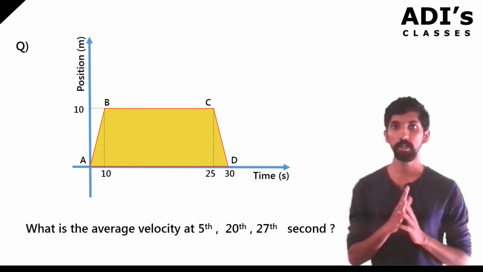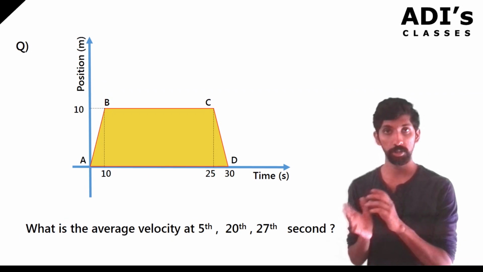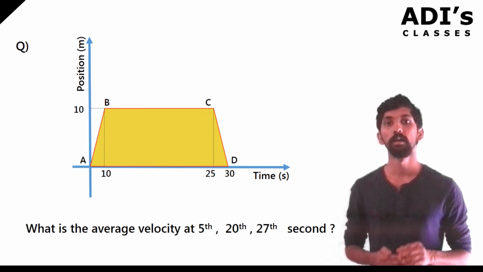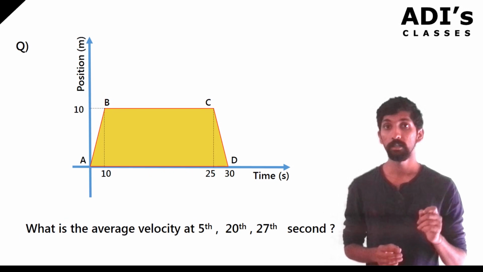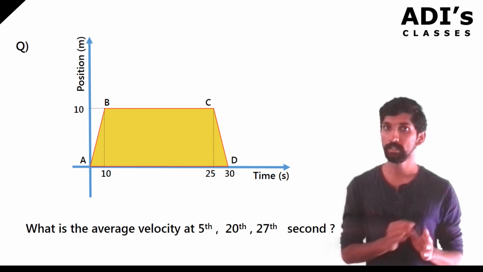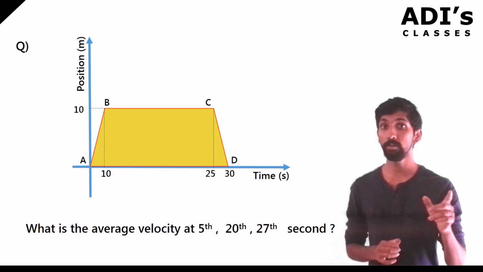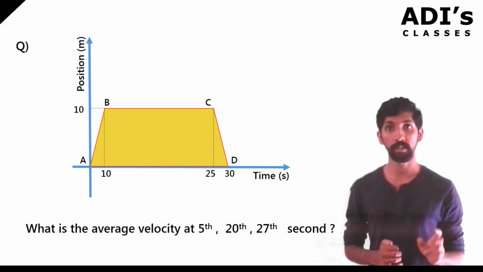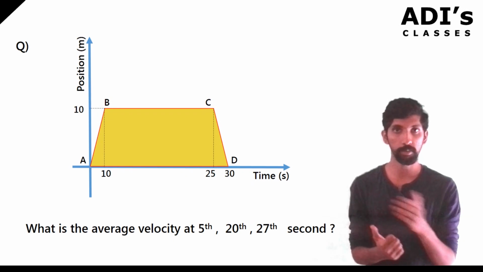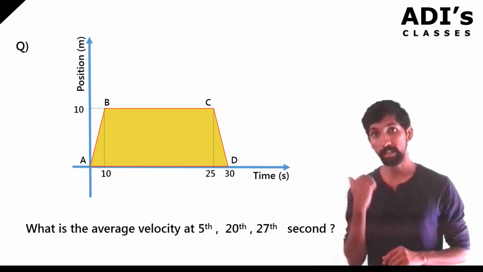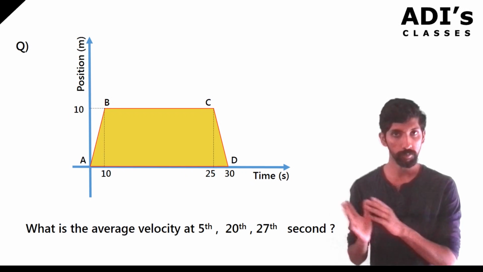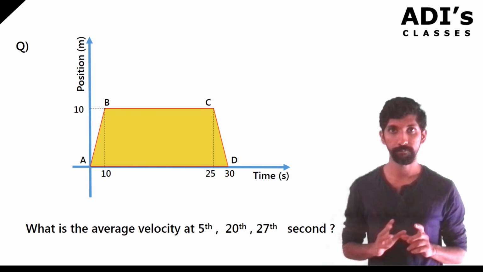When we talk about a position time graph, you know what a position time graph is, correct? Now we are looking at the velocity at 5th second, 20th and 27th. As you can see in the graph, we don't know the values at 5th, 20th and 27th. But we know the position at 0th second, 10th second, 25th second and 30th second. So we have to use this to get the velocity.